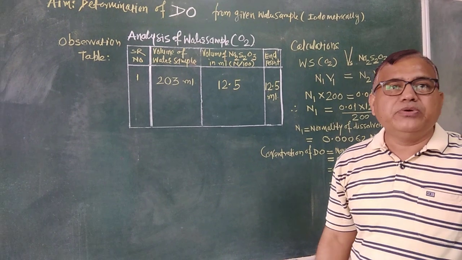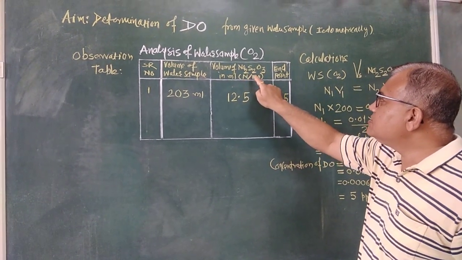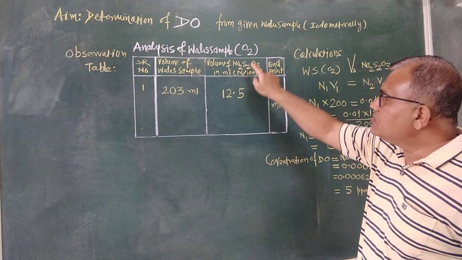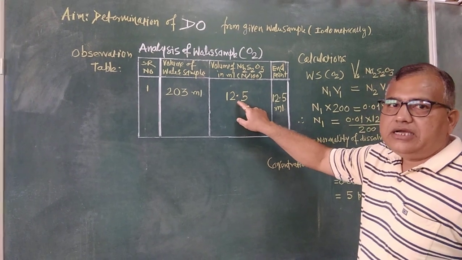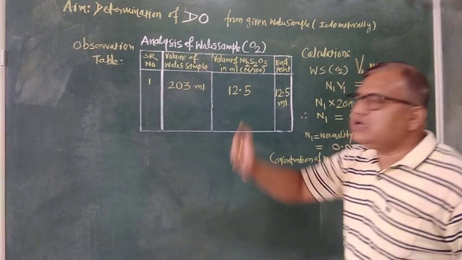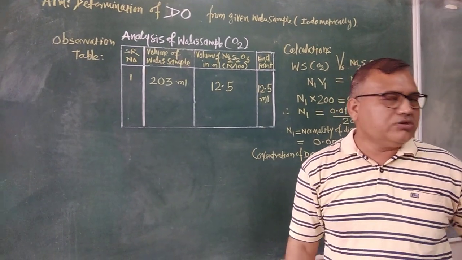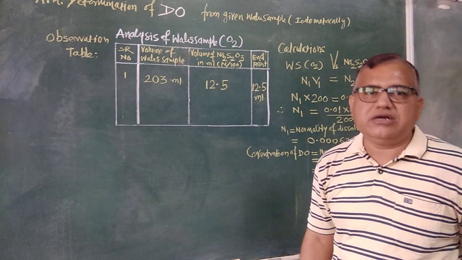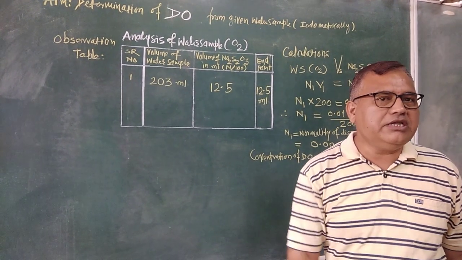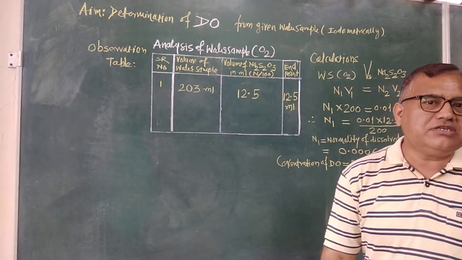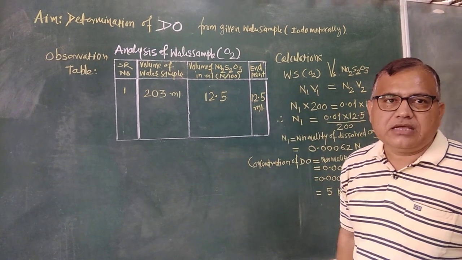That is the burette reading, and it is 12.5 ml, and the normality of this solution is given to you, that is N/100. So it is a standard solution of Na2S2O3, and you will get only one reading for this particular 203 ml, and you cannot repeat this experiment because the solution remaining in the bottle is only about 100 ml. Therefore, if you want to take another reading, you have to start from the beginning. You have to take another water sample, 300 ml of water sample, and repeat the procedure. You will get another reading like this.